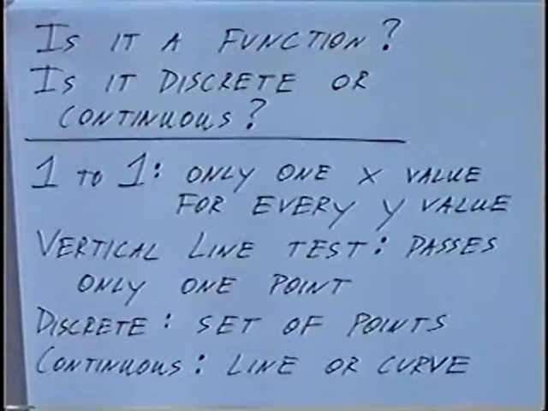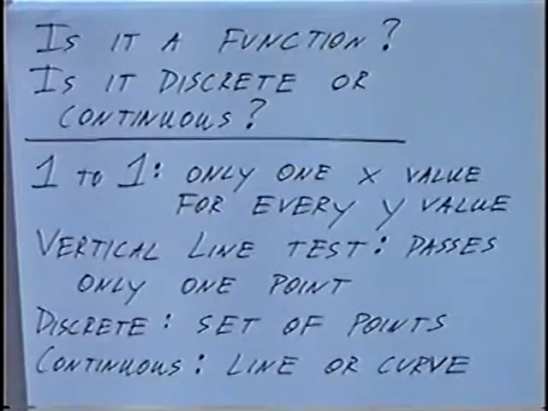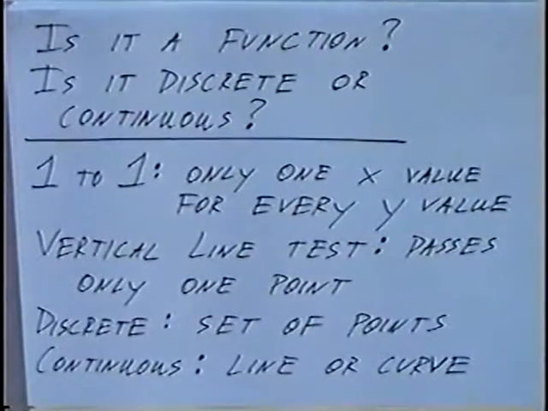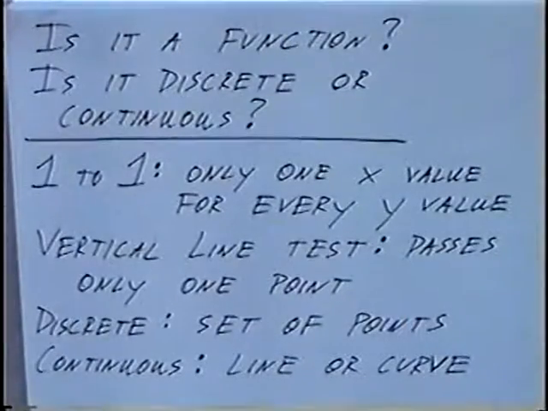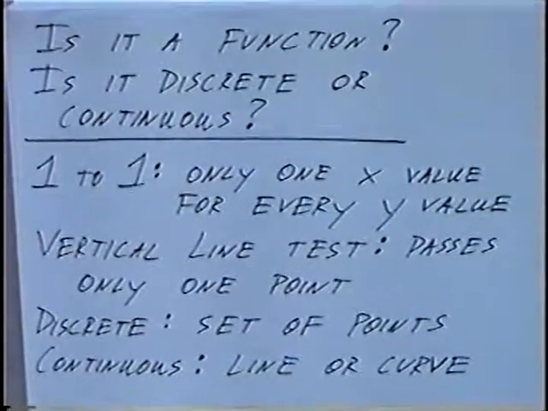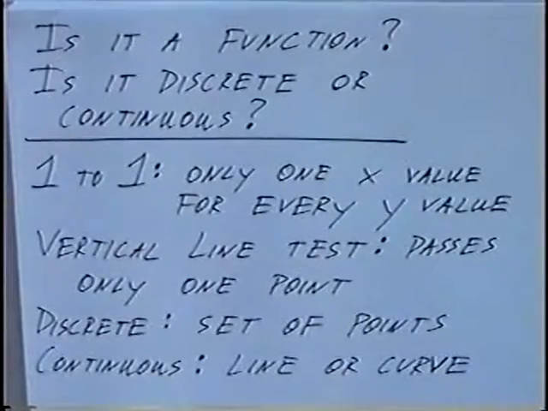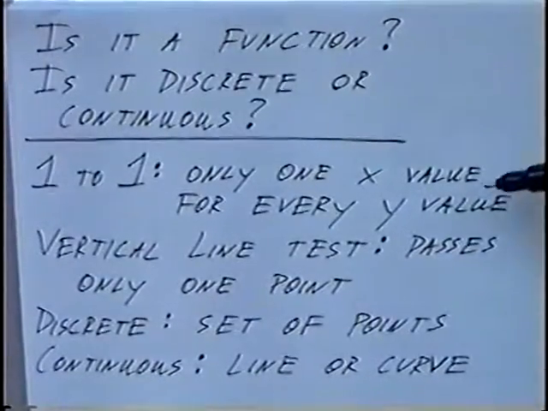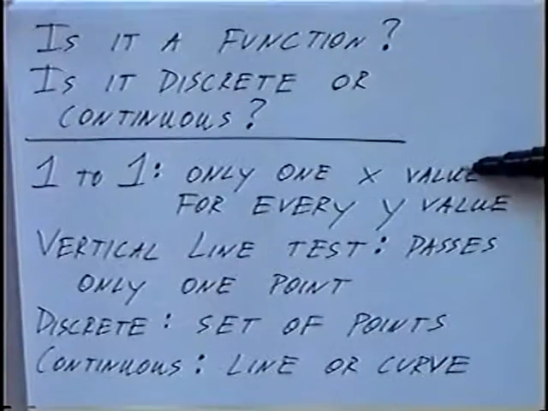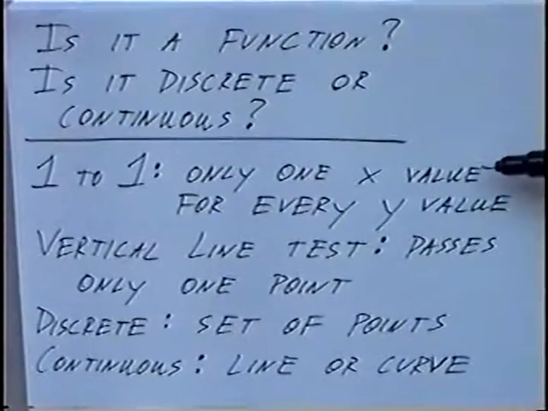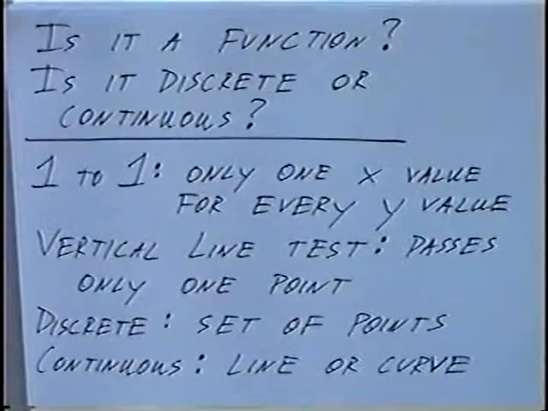Title of this section: is it a function, and is it discrete or continuous? The first definition is 1-to-1. 1-to-1 states only one x value for every y value. What that means is every x value can only have a single y value. If you have the same x value listed twice, but the same x value has different y values, then it is not 1-to-1.